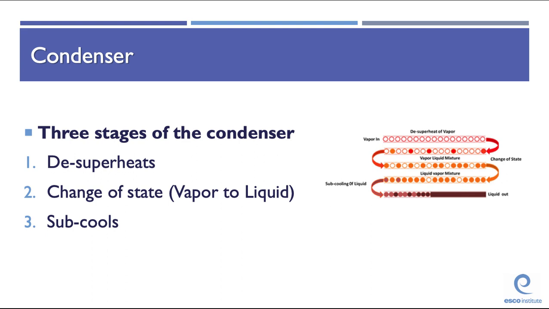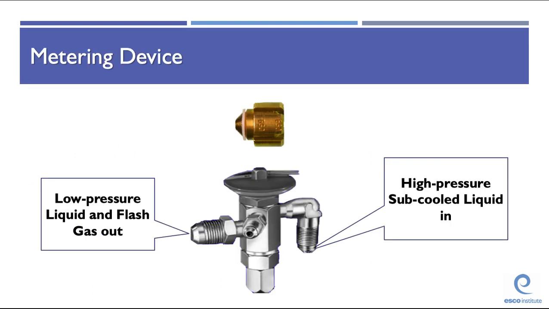Next in line comes the condenser. There's 3 stages of the condenser. It desuperheats, then condenses, does a change of state, vapor to liquid, and subcools. Before it leaves the condenser, the liquid refrigerant is subcooled to a point below the liquid saturation temperature. Subcooling is a sensible heat change. Desuperheating is a sensible heat change. Condensing is a latent heat change. Then the refrigerant flows to the metering device as a high-pressure, subcooled liquid.